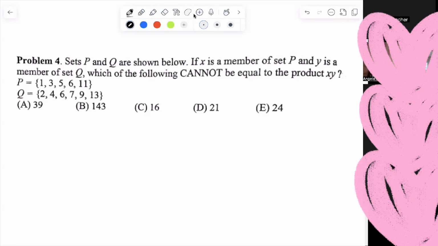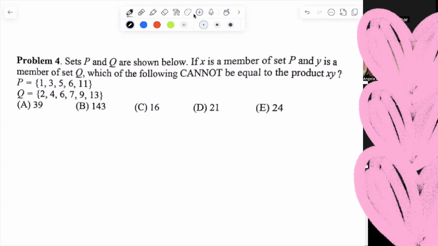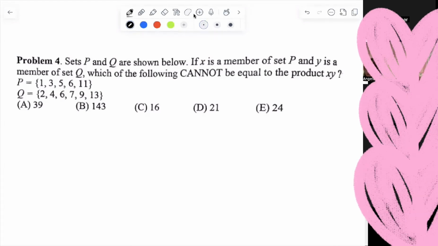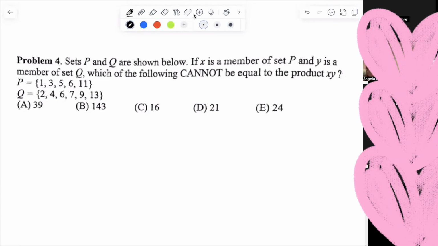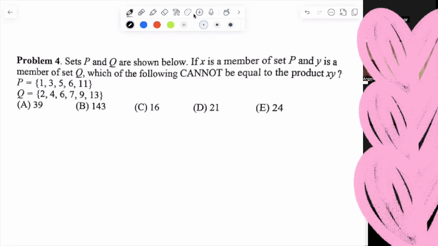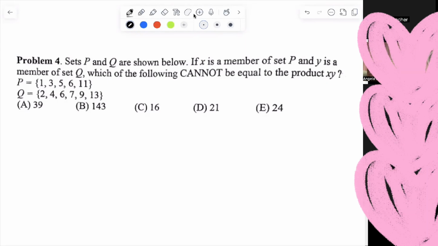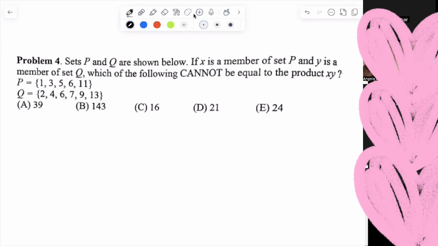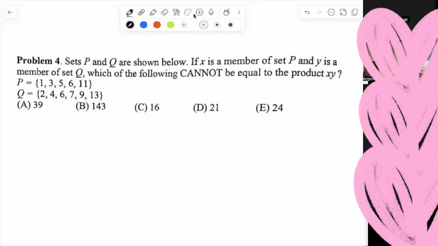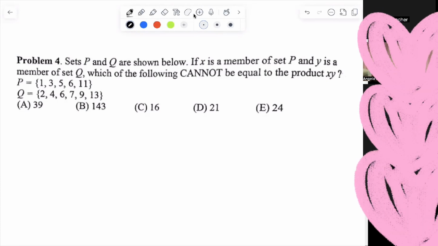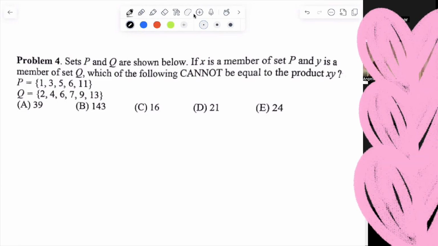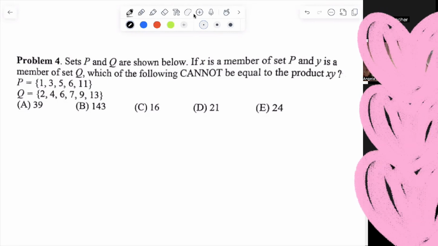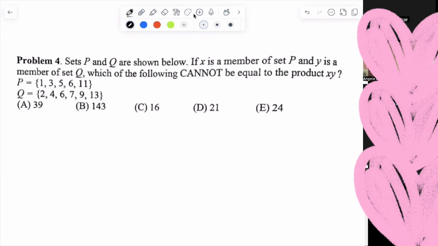Why? Because we have a 3 and a 13. So 3 times 13 is 39, which obviously satisfies the requirement that x times y is equal to 1 of the P times 1 of the Q. Okay? B, 143. That's just basically 11 times 13, which one of them is in P and one of them is in Q. C is the one that's basically the golden star. That's basically the gold. Alright?